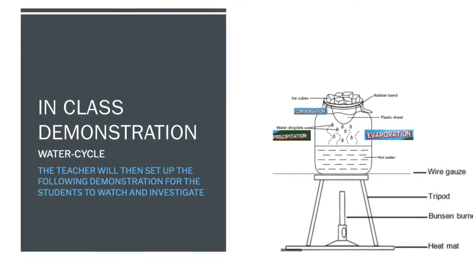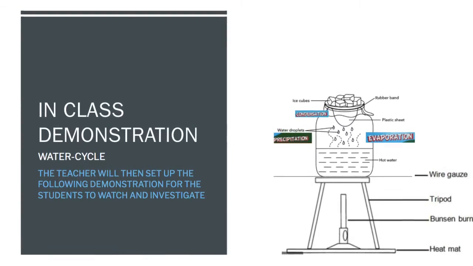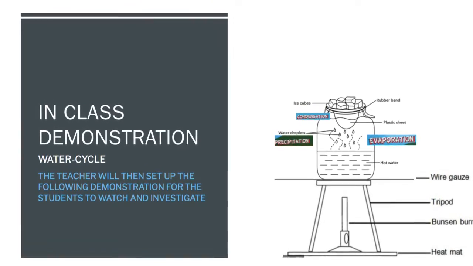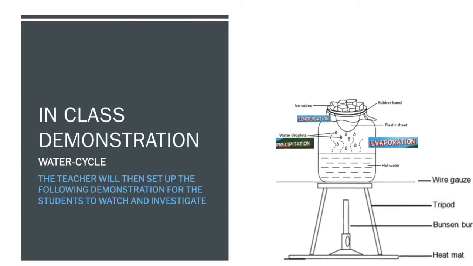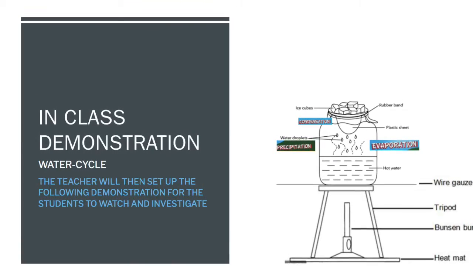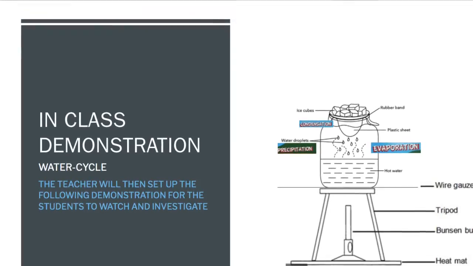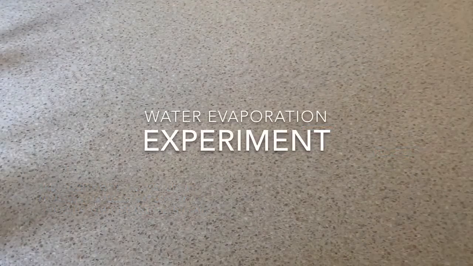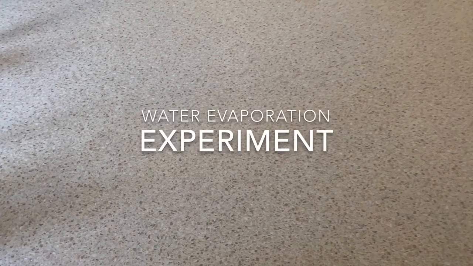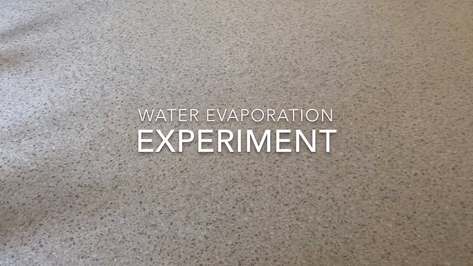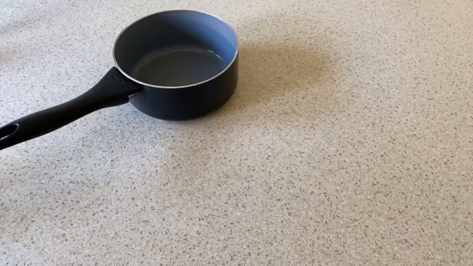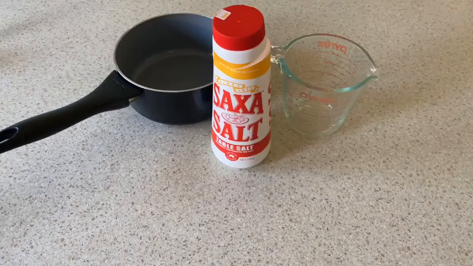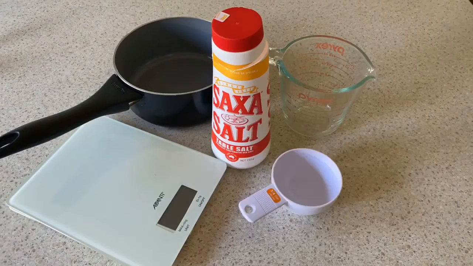It is critical that students understand the link between the water cycle demonstration and the salt experiment. This is that in our environment, different types of water have different evaporation rates. So for today's experiment, we're going to look at how liquids change states to gases and the various boiling points of different liquids. So first we're going to need a pot, a measuring jug, salt, electric scales, and a smaller measuring cup.